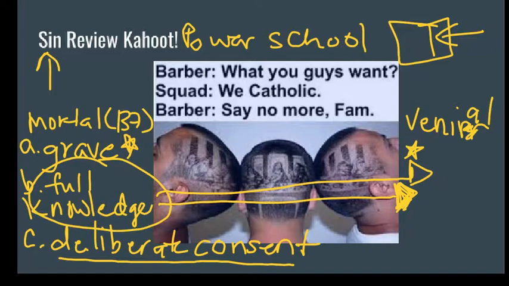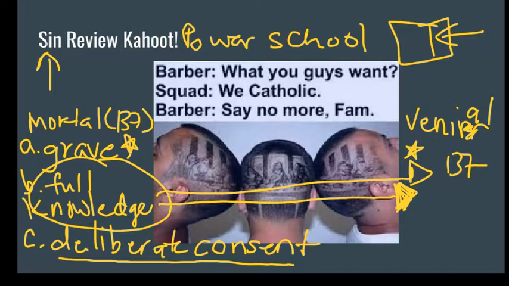As it says here in the textbook on page 137, when one of these three conditions outlined above is not fully present, the sin in question is called venial. And remember, venial sins are sins that harm our friendship with God, but don't completely break the bond with God.